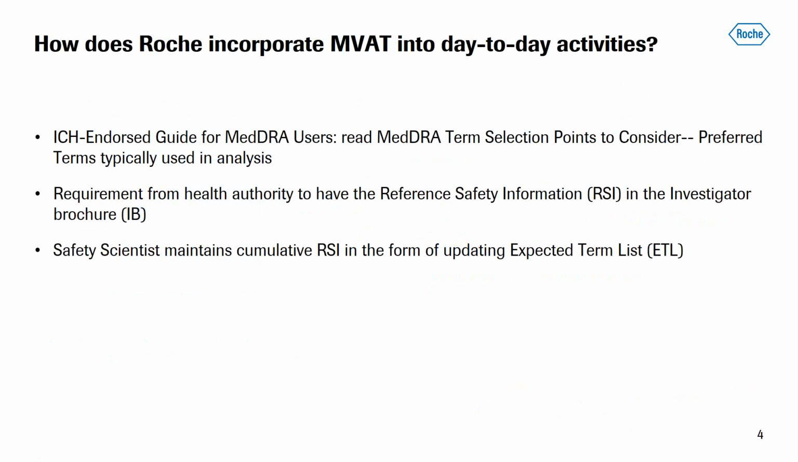The use of the preferred term is also stipulated in the reference safety information, RSI, which is a requirement for reporting purposes from the health authority. And I will explain it to you later in detail. And the cumulative RSI information is recorded by the expected term list, ETL, which is the downstream of the RSI.